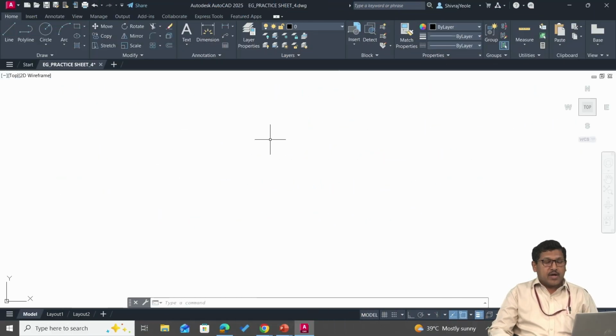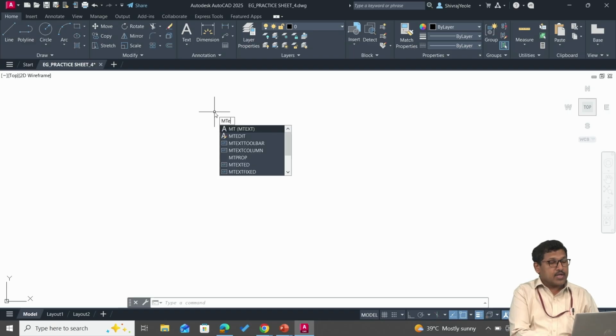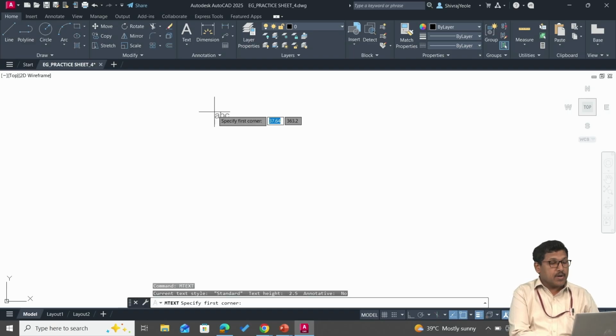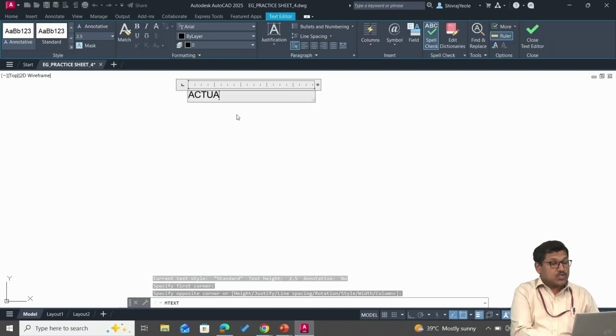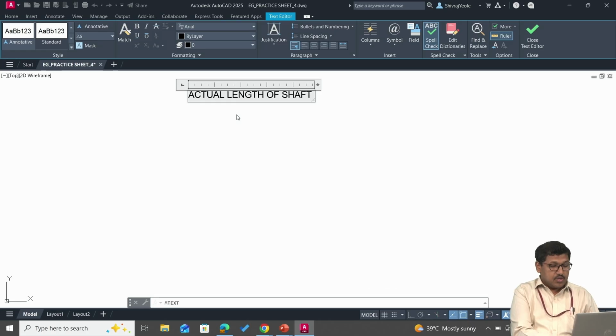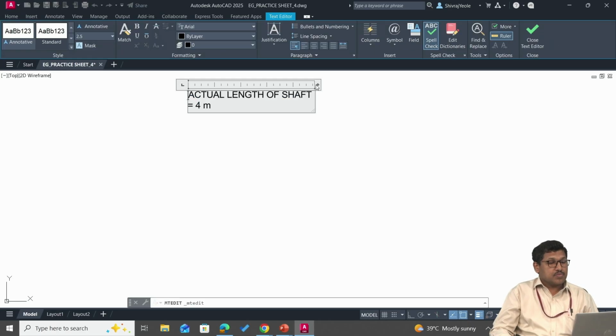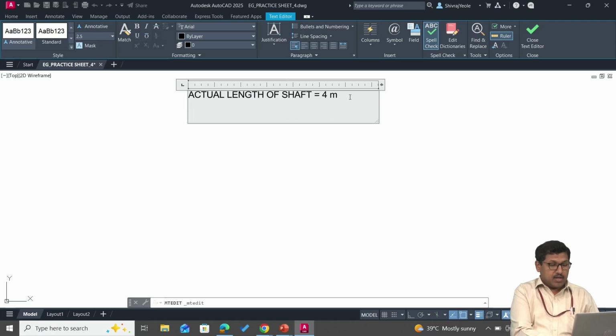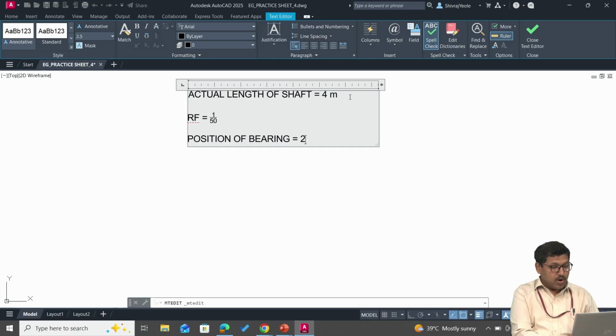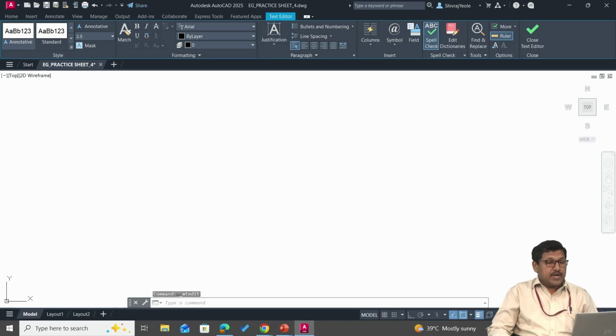First of all, I'll write down the given data. For that, I'll make use of the mtext command. The actual length of shaft is given as 4 meters. Then the next data is scale, that is RF, given as 1/50, and the position of bearing which we need to show on the scale is 2.6 meters. So this is the given data.